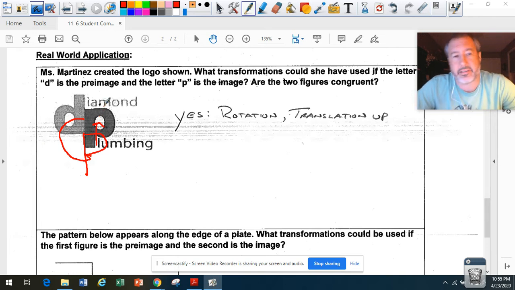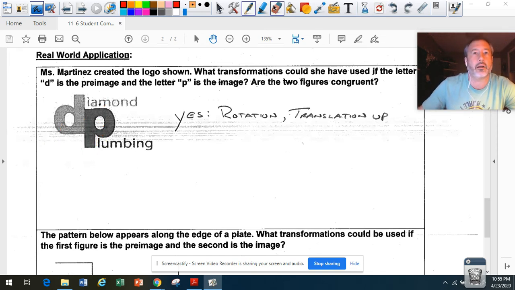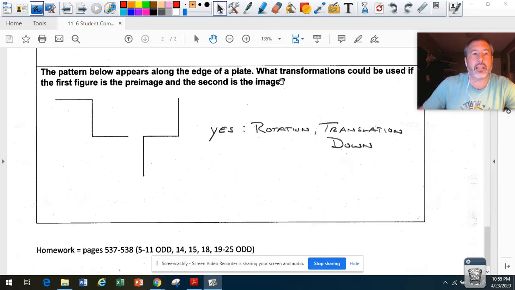So yes, it is exactly the same. Yes, it is a rotation. Yes, it is a translation. But the translation could be up or down depending on which way you rotated it. Doesn't matter. Okay, here we go. Let's take a look here. I believe this is our last one here.